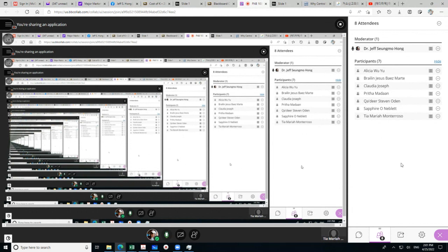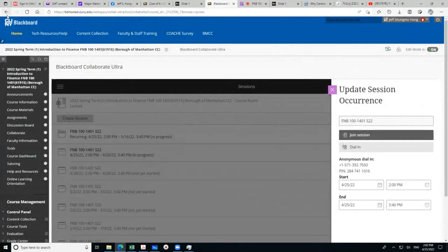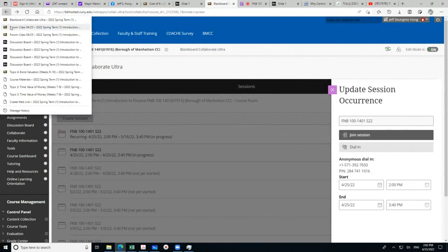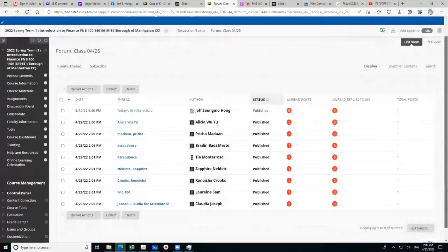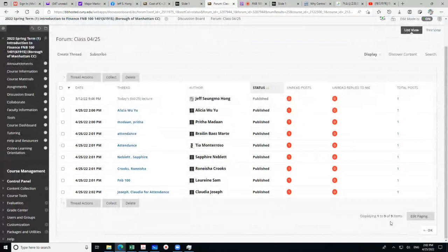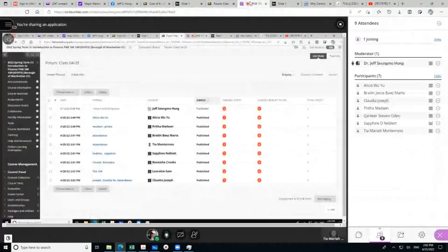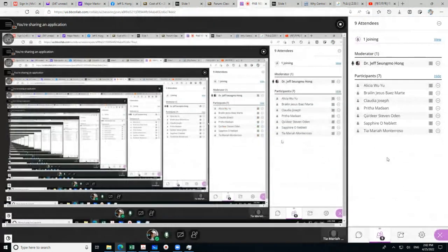So I see 7 people here in the Collaborate session. Let me briefly look at how many are in the forum. Okay, and please don't forget to sign into the forum, right? I see 8 people here in today's forum. So I should see one more person, and he's joining, I believe. Okay.